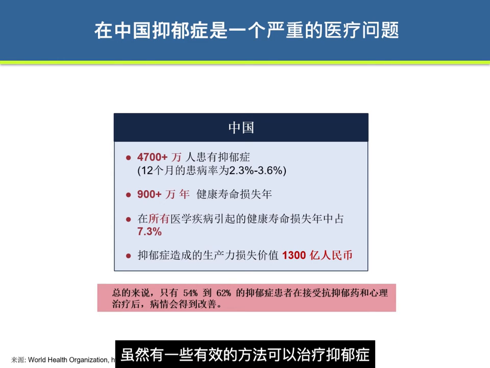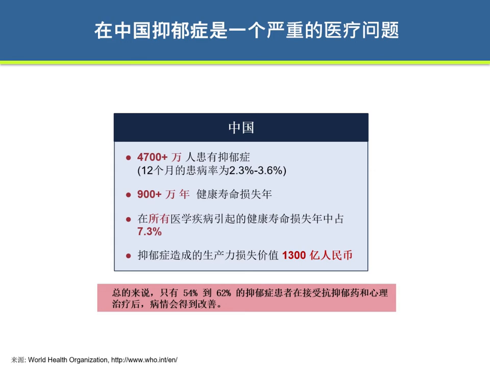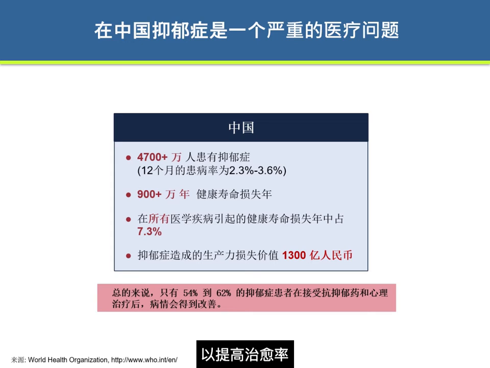And while there are many effective treatments for depression, we know that only 54 to 62% of patients actually improve after antidepressants or psychotherapy, which means that we must optimize treatment of depression in order to improve these treatment rates.